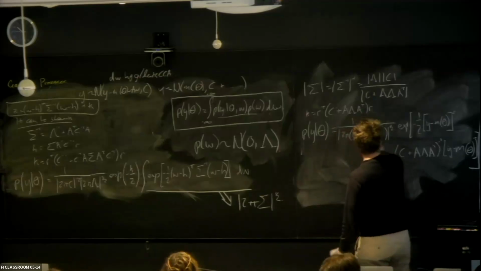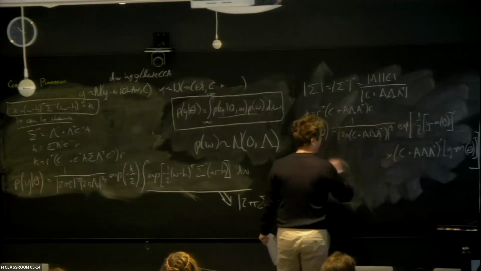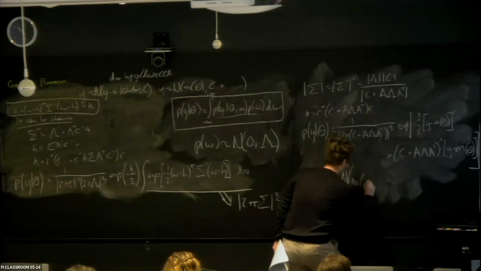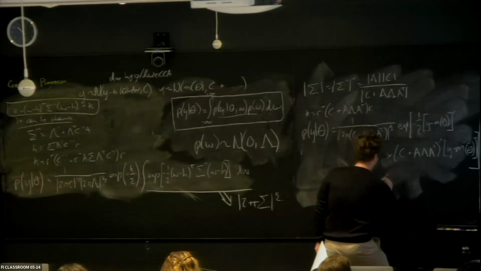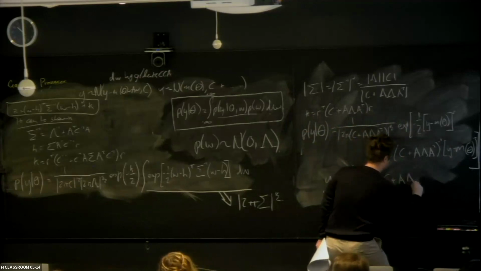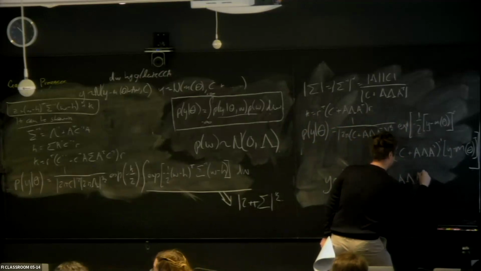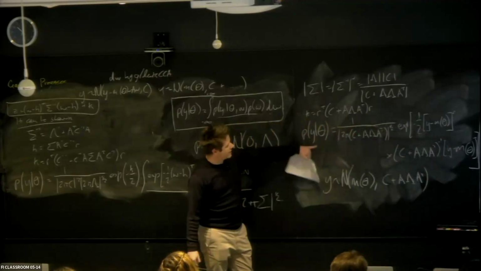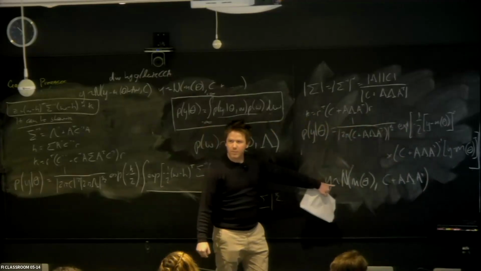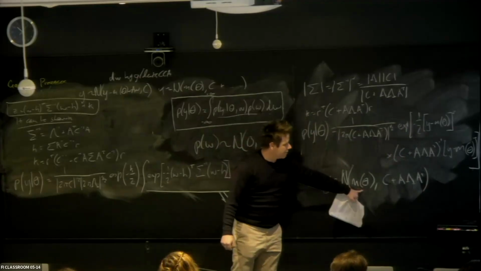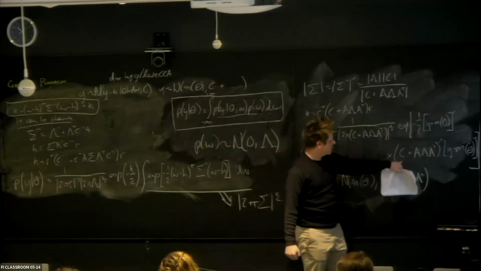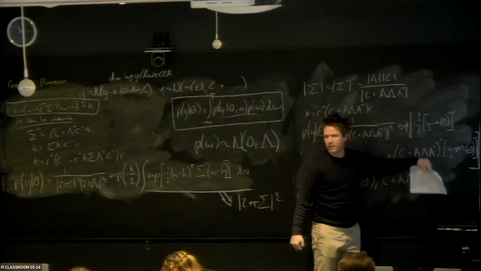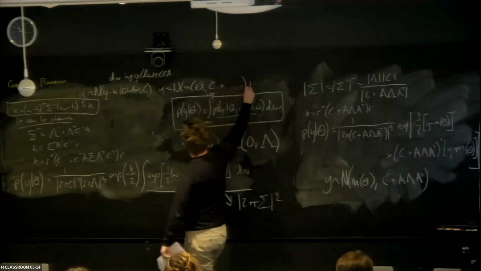Okay, so we're there. Look at this. Another way we could write this is that y is drawn from a Gaussian distribution with some mean function and a covariance matrix of C, which is your data, plus A lambda A transpose. We did it.